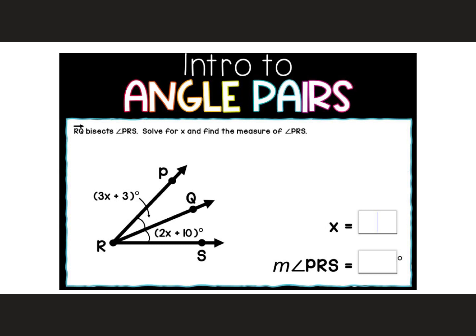And then last up, we've got a ray that's bisecting an angle. So a reminder that bisect means that you are splitting the angle in half, which means the two parts would be equal. So here you see we've got one arc and one arc. That means they're the same. So here would just be 3x plus 3 equals 2x plus 10. And we just have to solve.